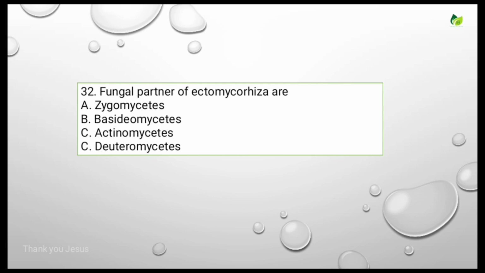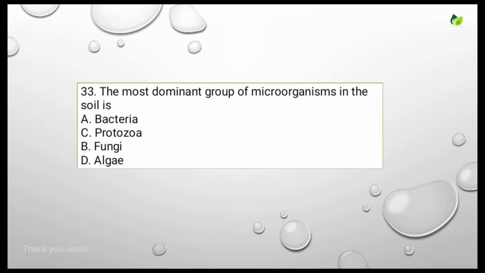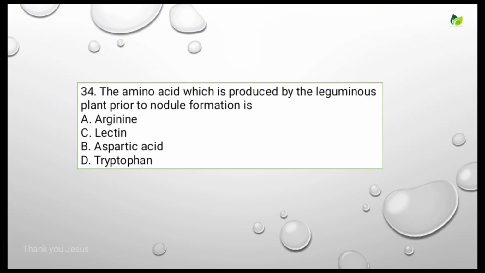Let's see the next question. Fungal partner of ectomycorrhiza are. Options are Zygomycetes, Basidiomycetes, Actinomycetes, Deuteromycetes. So Basidiomycetes is the correct answer. Let's see the next question. The most dominant group of microorganisms in the soil is. Options are bacteria, protozoa, fungi, algae. Correct answer is bacteria. They are the dominant one.